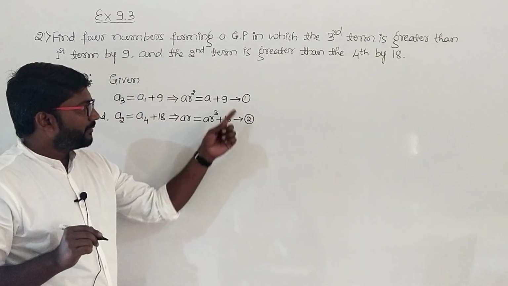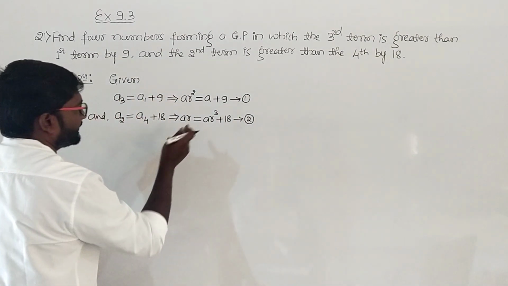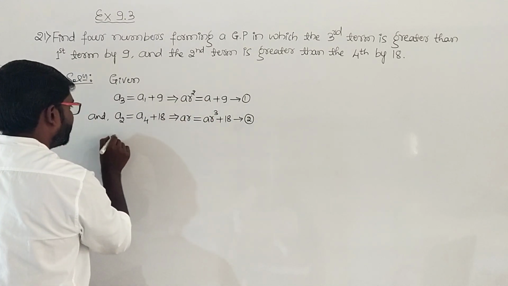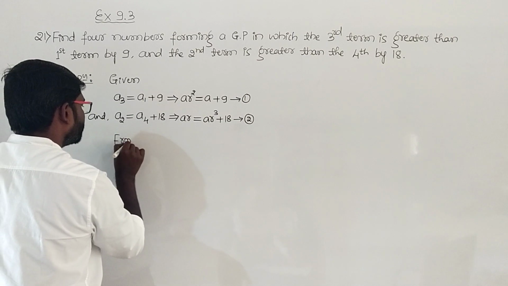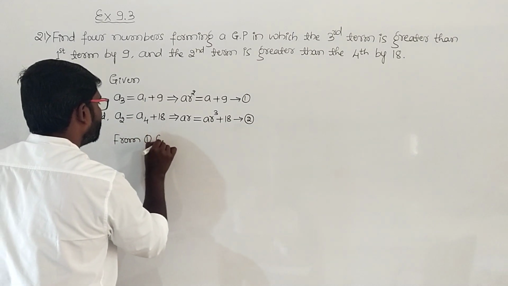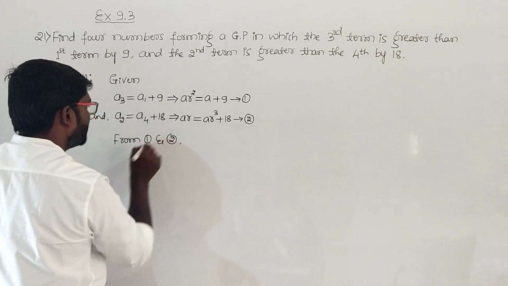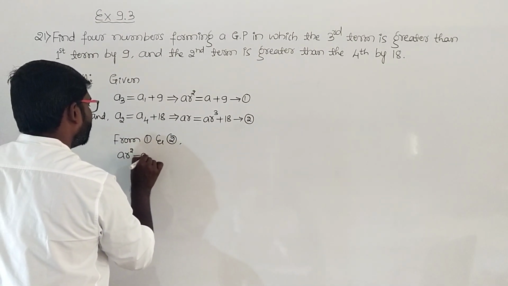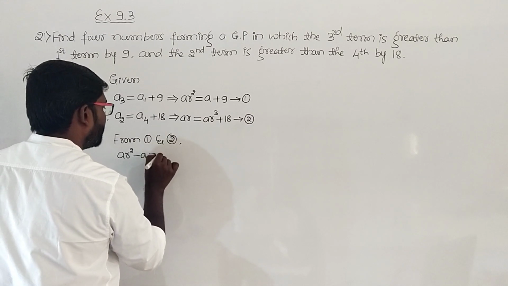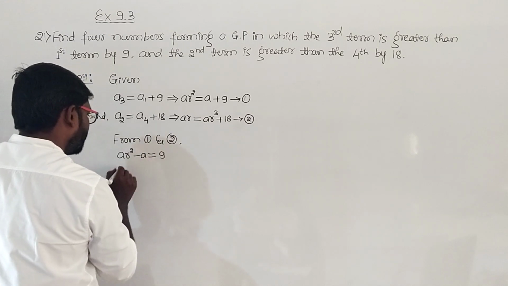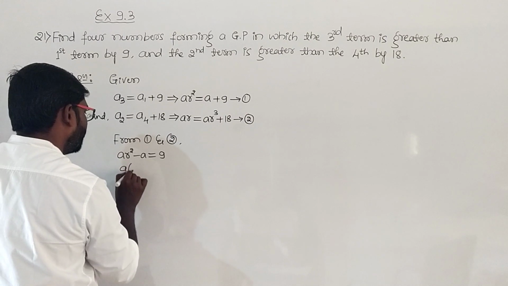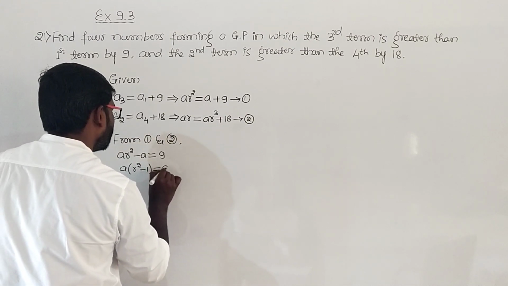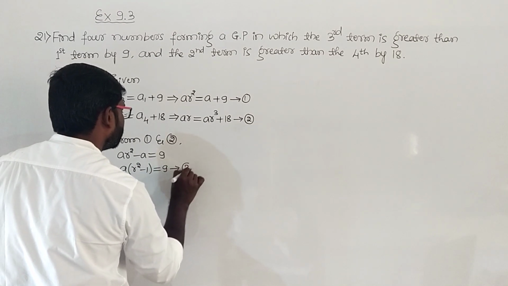So now from 1 and 2 we get 2 more equations. I will take A to the left hand side and A into R cube to the left hand side. From equation 1 and equation 2, what do we get now? A R square minus A equals 9. Then I take A common here, we have A into R square minus 1 equals 9. Call this equation number 3.